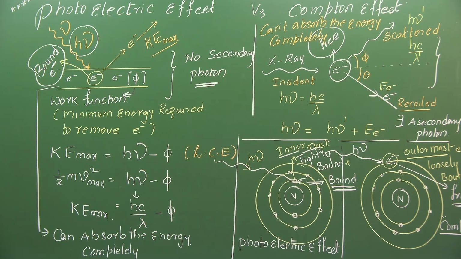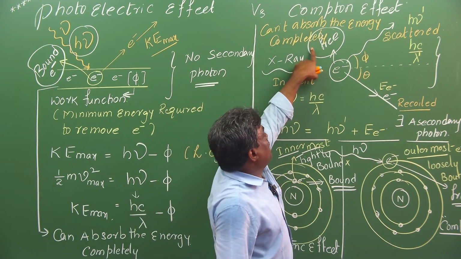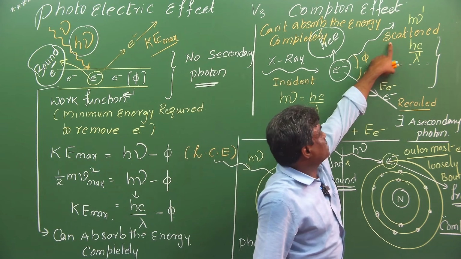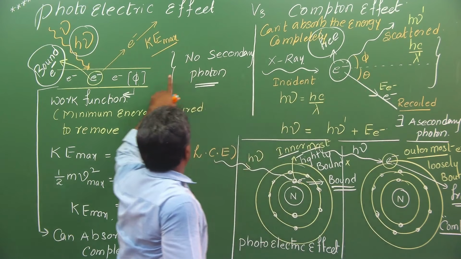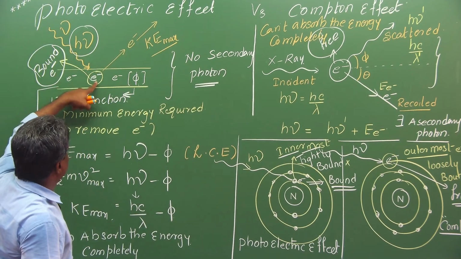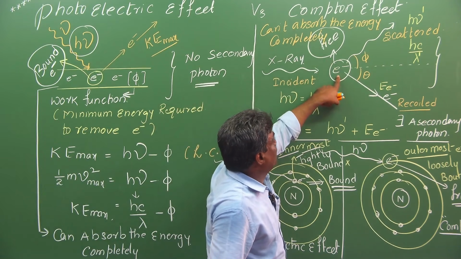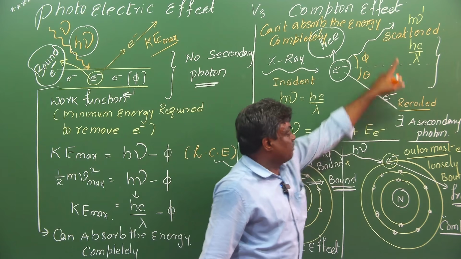We have already given two different definitions for free and bound. Earlier we said a free particle means potential energy is 0, bound particle means potential energy not equal to 0. But here we are saying something different. A bound electron can absorb the energy completely. A free electron cannot absorb the energy completely. That's why we have a secondary photon in one case, and here there is no secondary photon, because the energy is completely absorbed. Here the energy is partially absorbed, that's why you have a secondary photon.